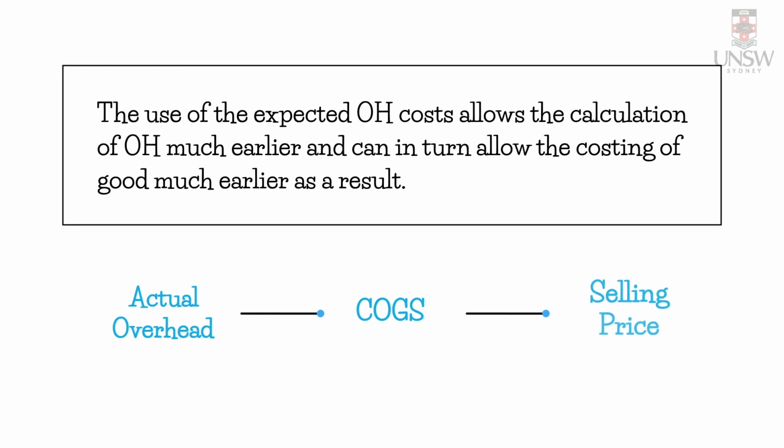So if we can determine our cost of goods sold earlier, as a manufacturer, we typically calculate our selling price based on cost of goods sold. So the earlier we have that cost of goods sold information, the earlier we can determine the selling price.